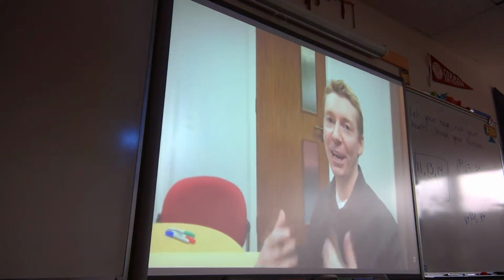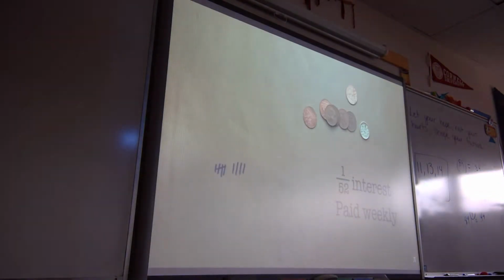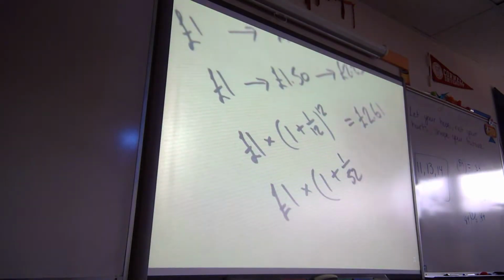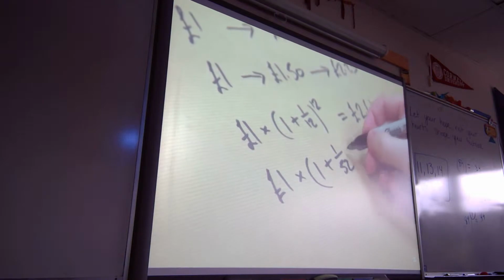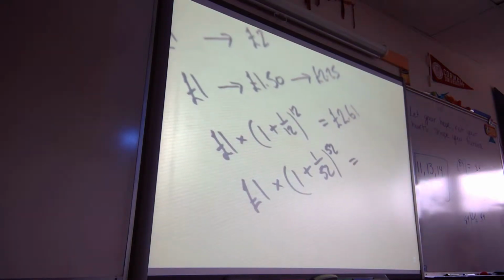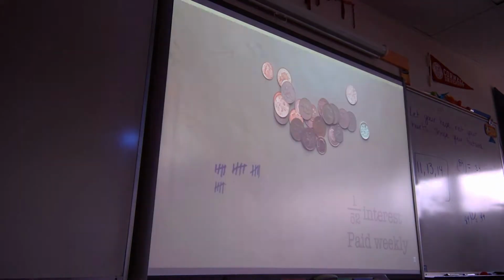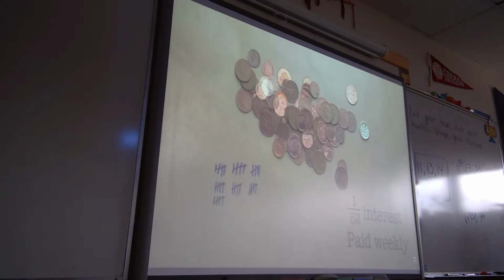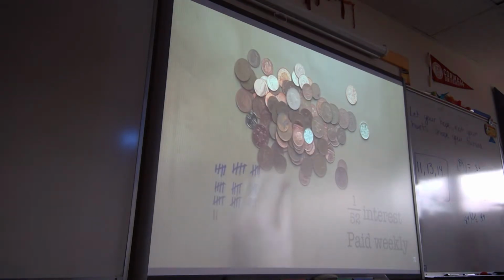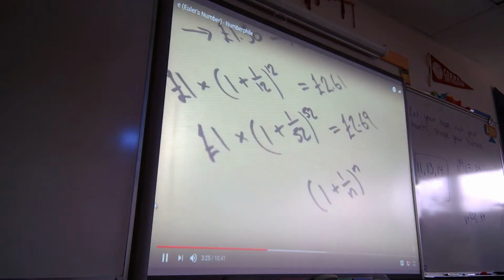So it's actually better. In fact, the more frequent your interest is, the better the results. Let's try every week. If we do it for every week, how much better is that? You're earning 1/52 interest every week. And then after the end of the year, you've got 52 weeks, and you would have £2.69. So it's getting better and better and better. In general, you might be able to see a pattern happening here. In general, it would look like this: you'd be multiplying by 1 plus 1/n to the power n. Hopefully you can see that pattern happening.